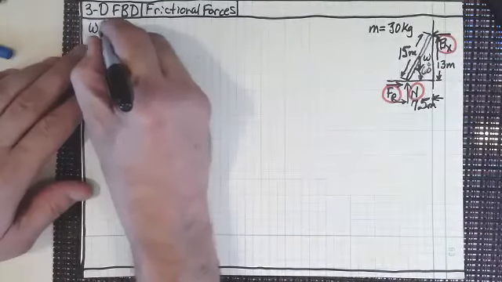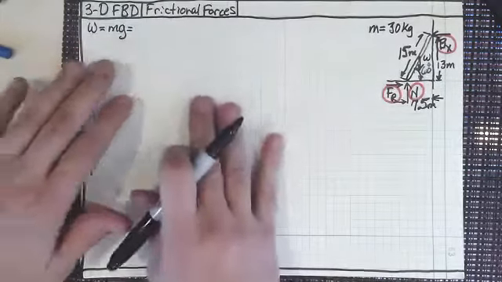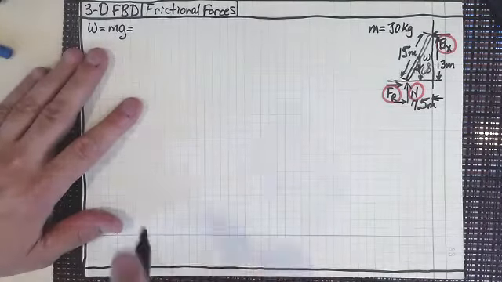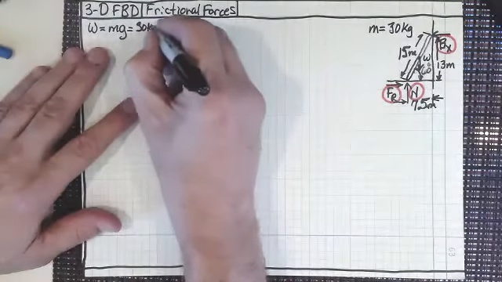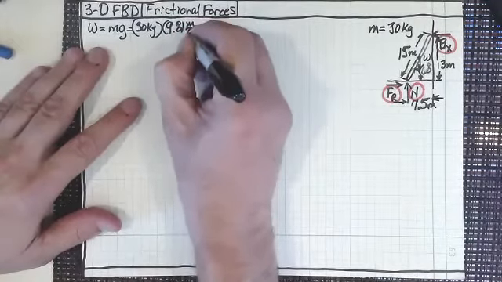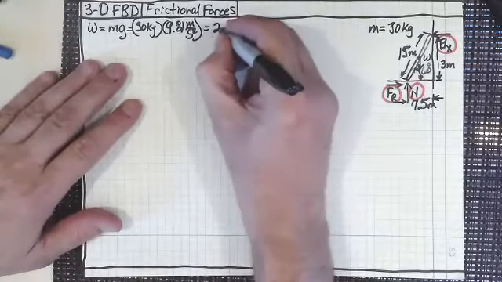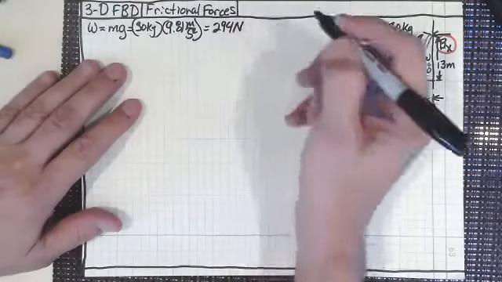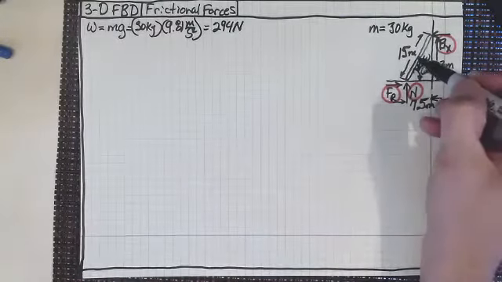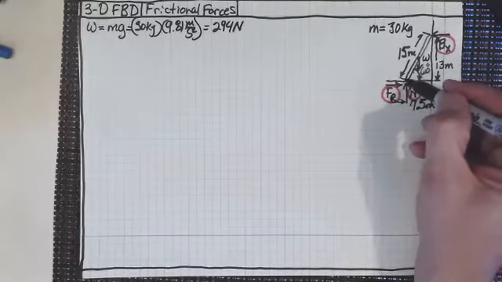So the weight of the ladder is just going to be the mass of the ladder times the gravitational constant: 30 kilograms times 9.81 meters per second squared, which is going to give us 294 newtons. All right, so 294 newtons, and we know where that's placed, and we know where this force here is placed too, don't we? And we know where this point is.